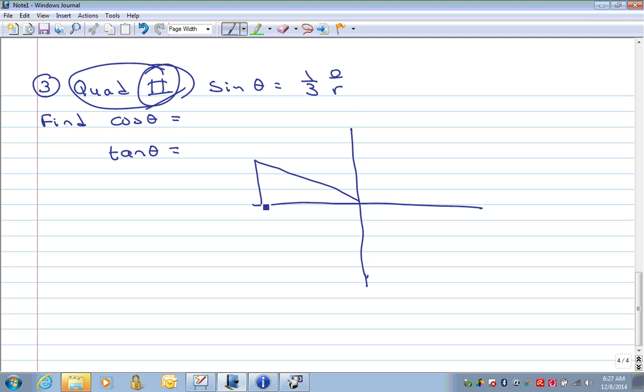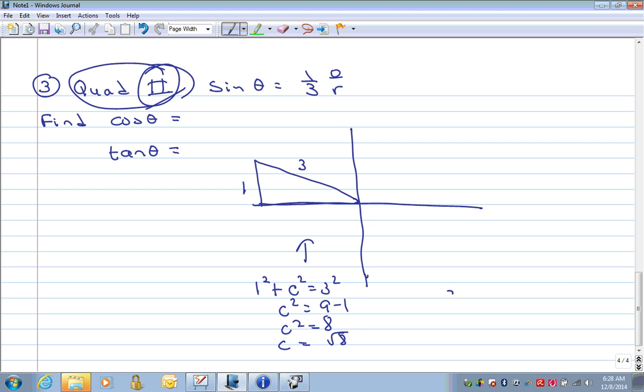We build a second quadrant triangle. Sine is still opposite over radius, so 1 and 3. And now we just need to find the cosine side of our triangle, or our missing side here. So we would have 1 squared plus the cosine side squared equals 3 squared. So cosine side squared equals 9 minus 1. Cosine side squared equals 8. The cosine side is going to be the square root of 8.